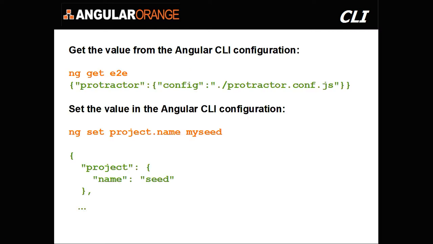Okay, and then you could do different things. I can get the value of an Angular CLI configuration. So if you do an ng get e2e, what you'll find is that that name in the Angular CLI JSON file is actually pointing to a protractor configuration file. To set the value of an Angular CLI configuration, do an ng set project.name, let's say myseed, and it will actually change the project name to, well, it should be myseed.